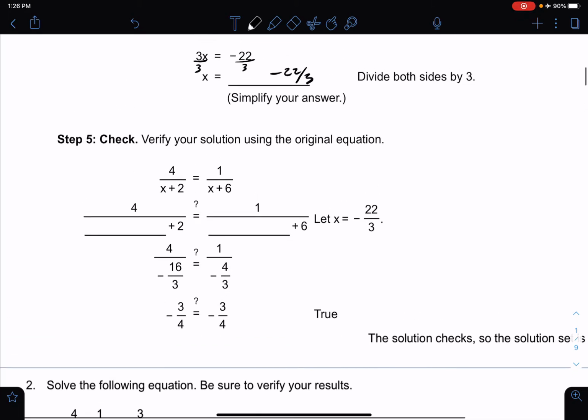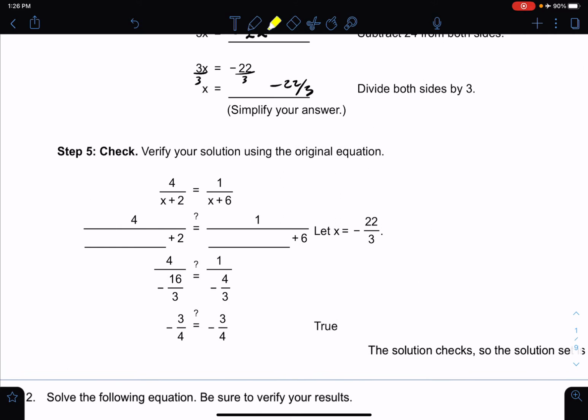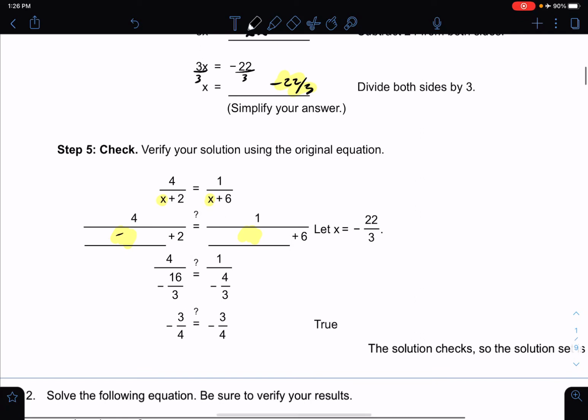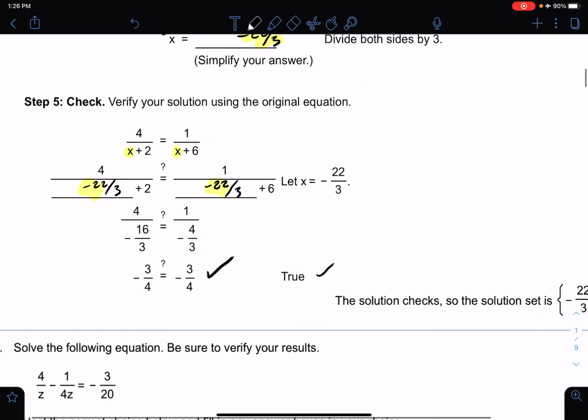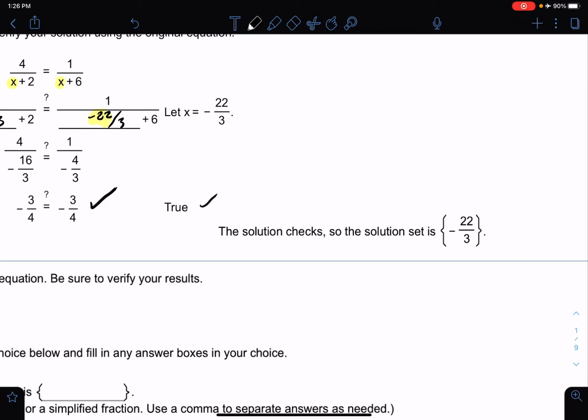But anyhow, this is a way of checking the solution. How do you check a solution? Well, you just take your answer and stick it in for x, right? So that just goes here and here. And then you just simplify after that. So the answer was negative 22/3. Of course, you do the math, and it turns out that negative 3/4 equals negative 3/4. So that is true. And therefore we can say that the number we used, negative 22/3, is the answer.